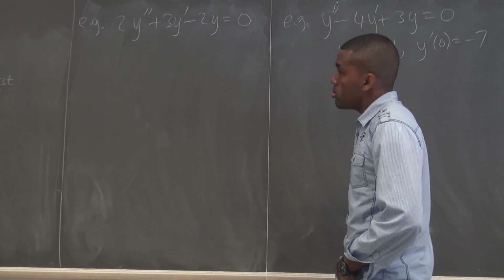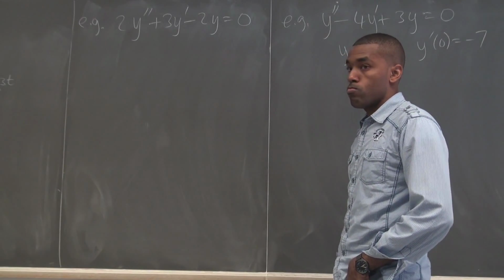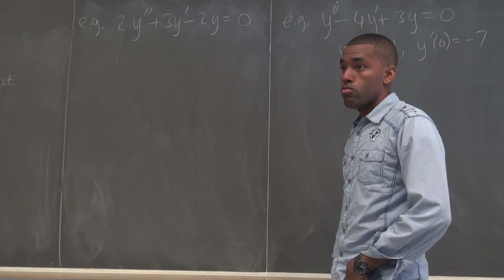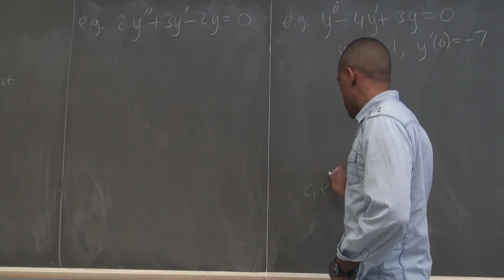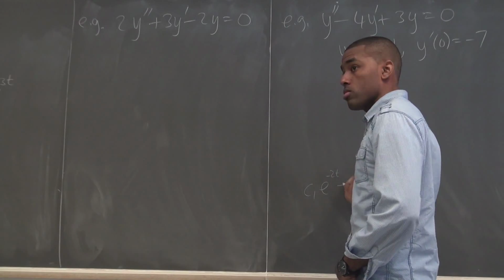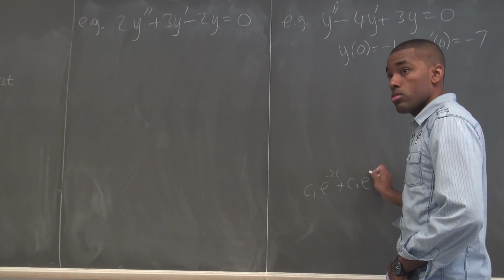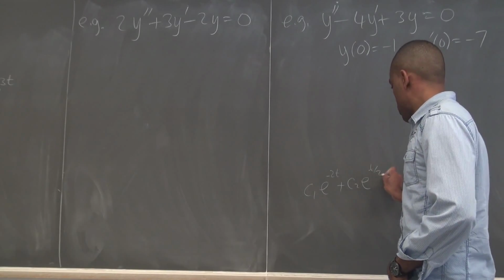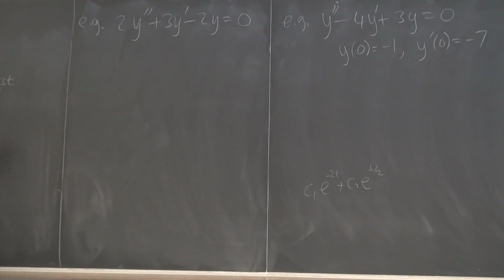So, what's the answer? C1 e to the negative 2t plus c2 e to the t over 2. So on a quiz or a test, this is what I expect you to write out.